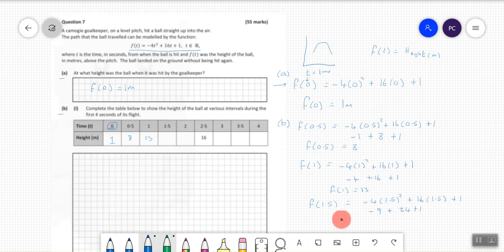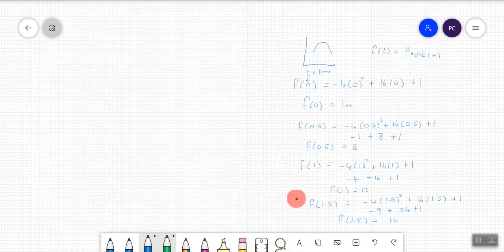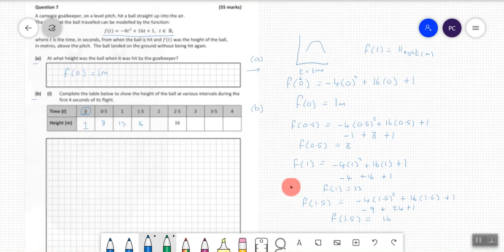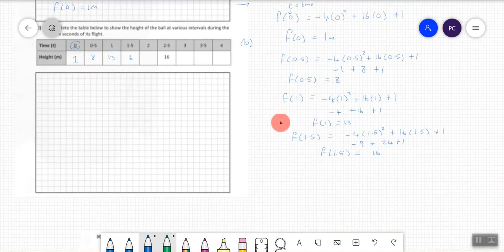So therefore function 1.5 is going to be equal to 16. So that's 16. The next one then is function 2. I'm just going to move down a bit here so we can see what we're doing. I might just move up here. So then the next one then is function 2.